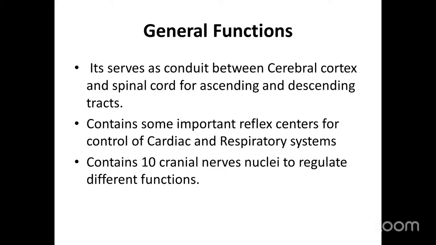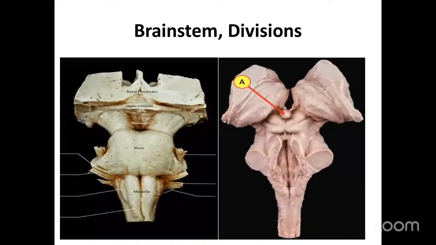It contains very important reflex centers to control two vital systems, the cardiac and respiratory. And out of 12, 10 cranial nerve nuclei are also present in the brainstem to regulate different functions. The brainstem is divided into three main parts. We can see here the lower one, the medulla oblongata, then the pons and the midbrain. The lower part connects with the spinal cord, and the upper part, the midbrain, connects through the cortex or the forebrain for regulating different functions.